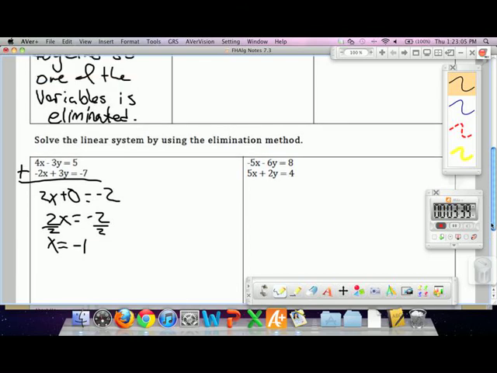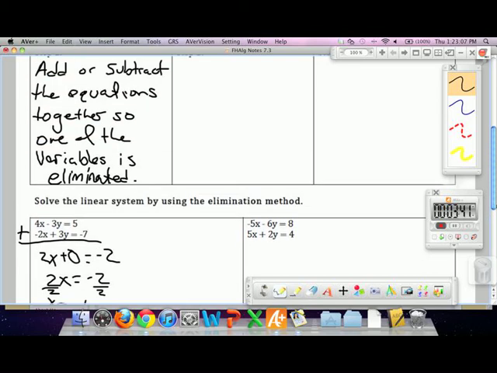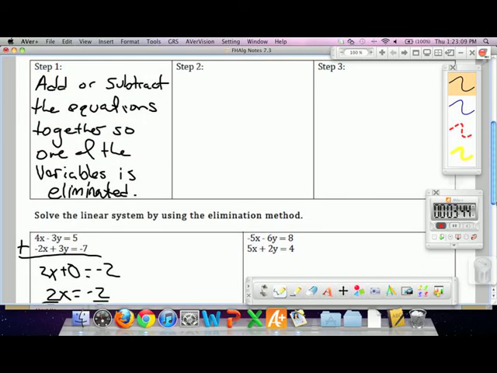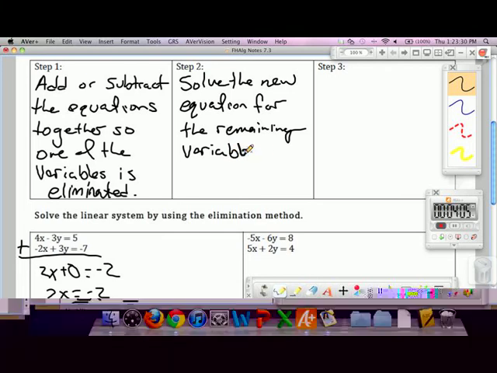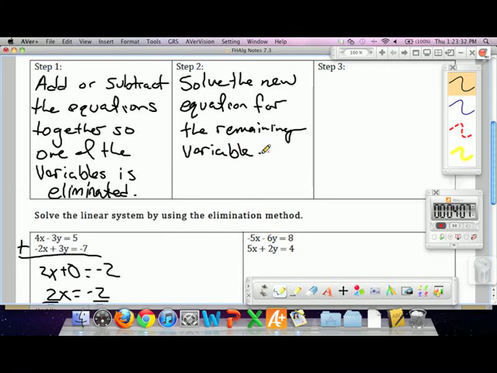I'm going to jot down what step 2 was here, because we just did it. Step 1 was add or subtract the equations so that one of the variables is eliminated. Step 2, solve the new equation for the remaining variable. So solve for x, and that's what we just did. We got x by itself.